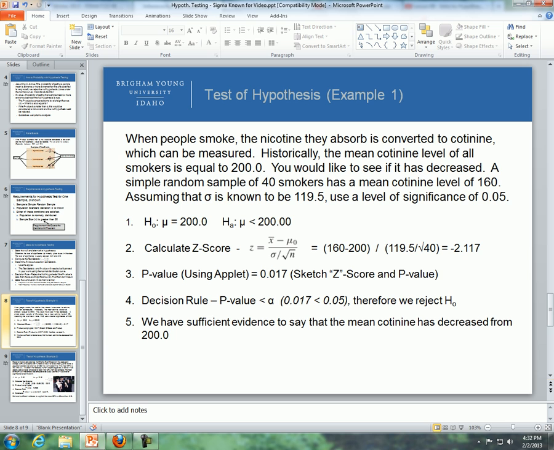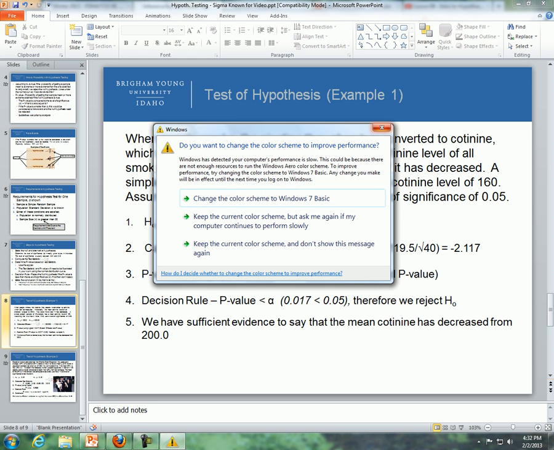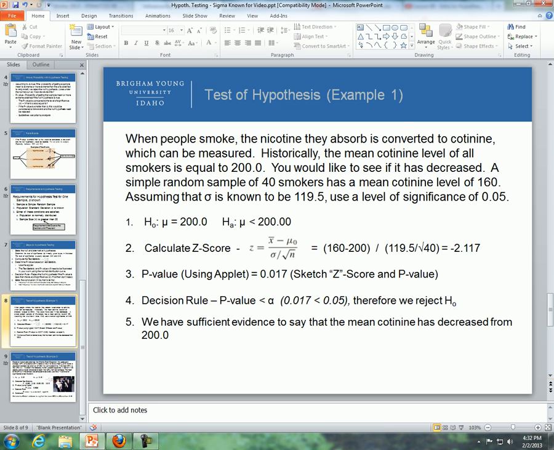Step number two is to calculate our test statistic, and this is, in essence, a review of what we did in lesson 7. We take the sample mean that we got from our sample, which is 160 micrograms per gram, minus the null hypothesis, which is 200, divided by our population standard deviation, which is 119.5, divided by the square root of our sample size, which is 40. When we solve for that, we get a z-score of negative 2.117.